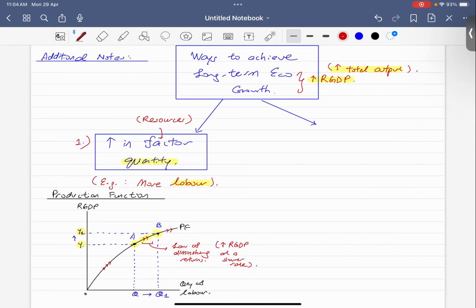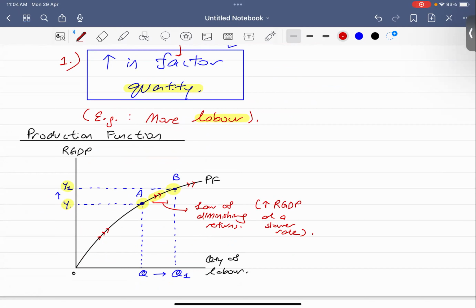So, look at the graph. Increase real GDP at a slower rate. That's no problem.